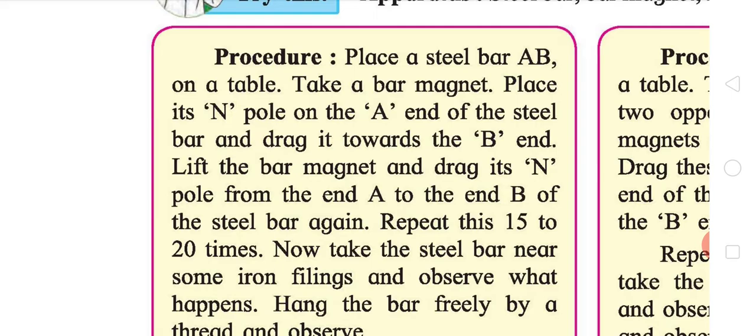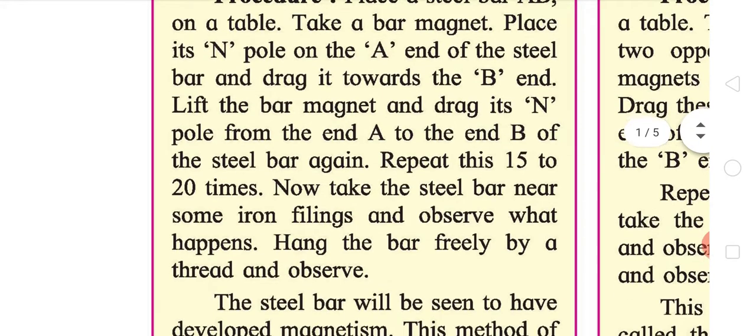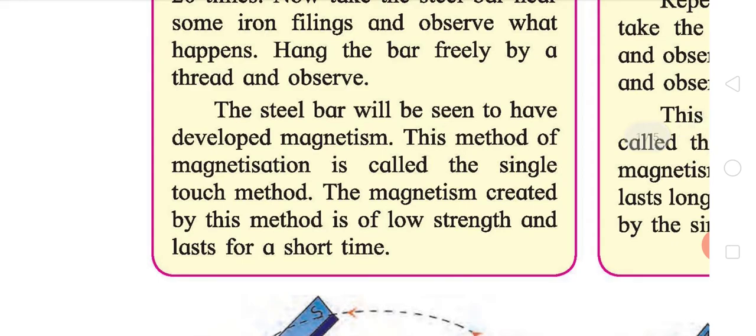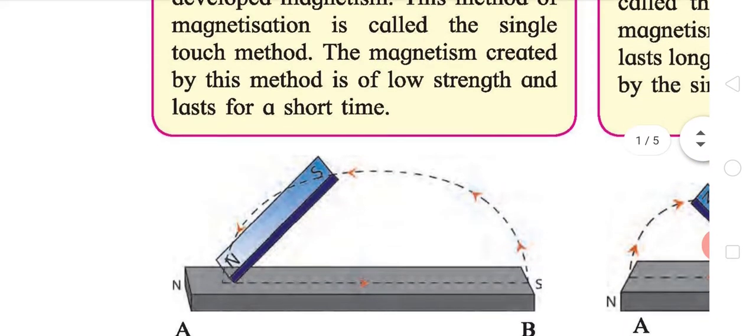Repeat this 15 to 20 times. Now, take the steel bar near some iron filings and observe what happens. Hang the bar freely by a thread and observe. The steel bar will be seen to have developed magnetism. This method of magnetization is called the single touch method. The magnetism created by this method is of low strength and lasts for a short time.